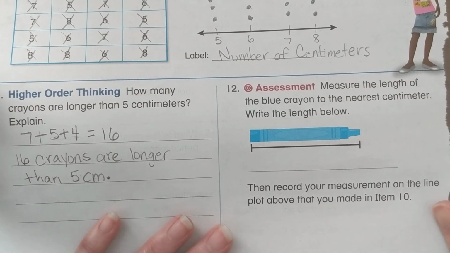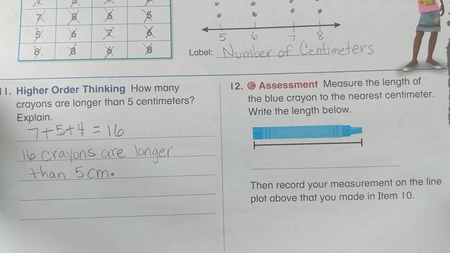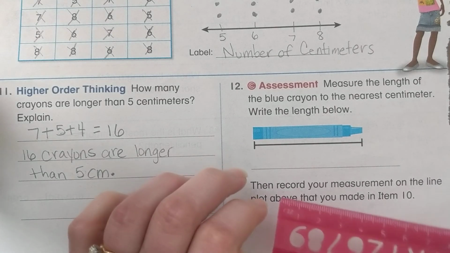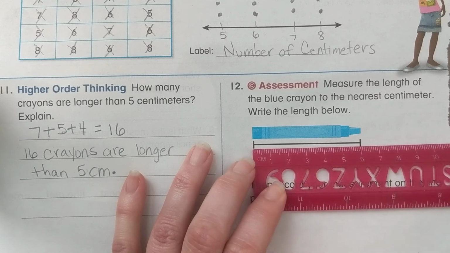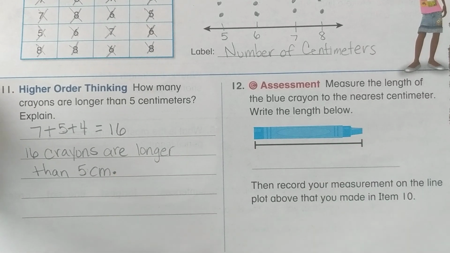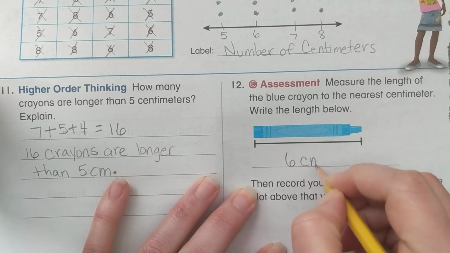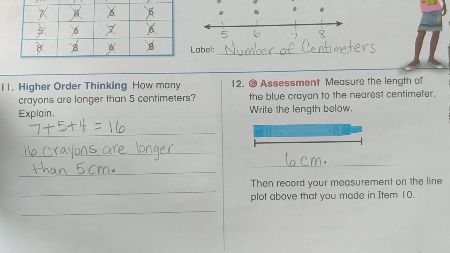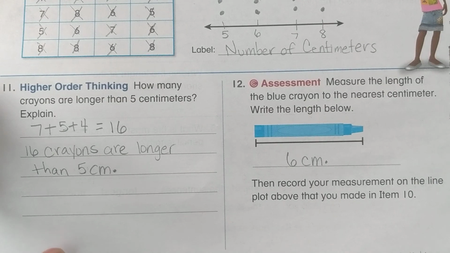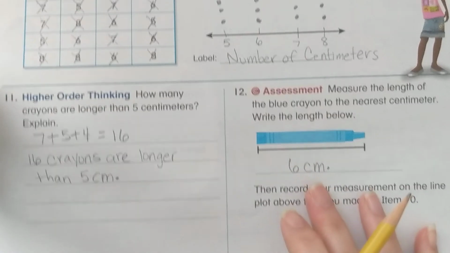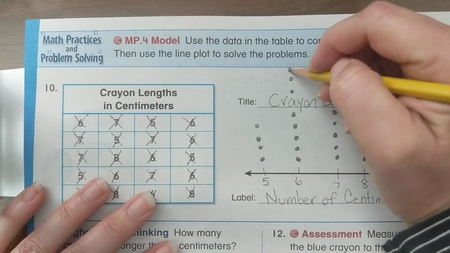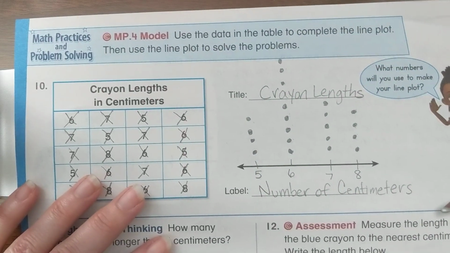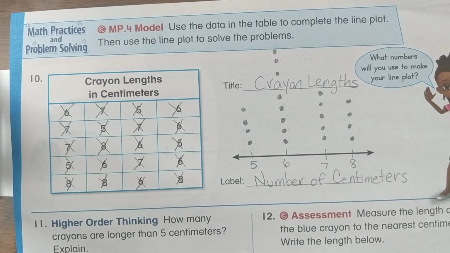Measure the length of the blue crayon to the nearest centimeter and write the length below. So let's measure in centimeters. How many centimeters is the blue crayon? It is 6 centimeters. Then record your measurement in the line plot above that you made on item 10. So we're going to go here to this line plot, and we are going to put one more dot here above the 6.